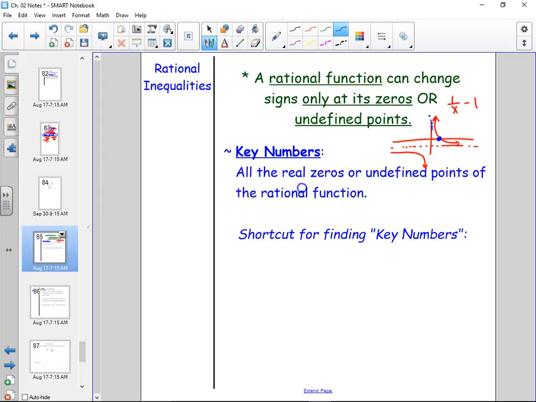Across the asymptote. Now, not literally that the function is going across the asymptote, but the 0, it can change from above to below or below to above. And at an asymptote, it can change from being above to being below. Do you kind of see?